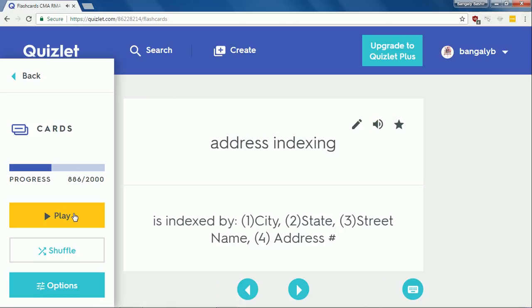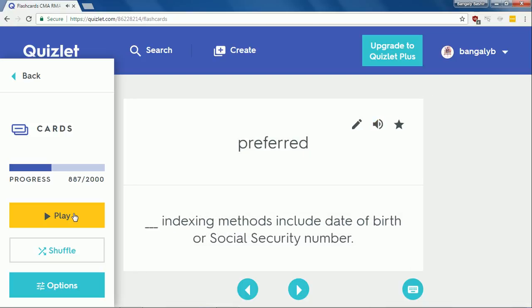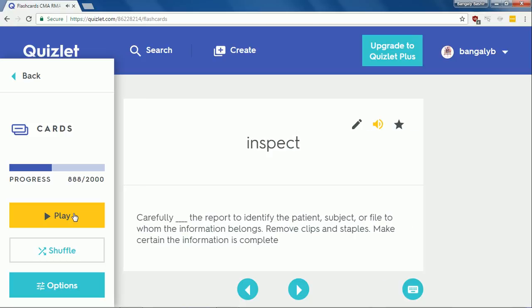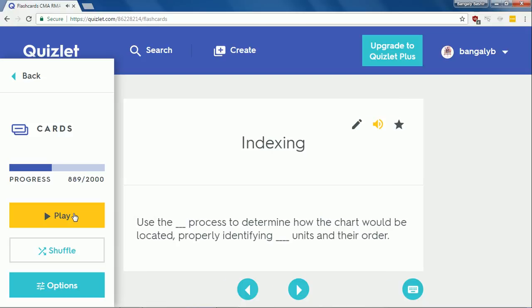Address indexing is indexed by city, state, street name, address. Preferred indexing methods include date of birth or social security number. Inspect. Carefully read the report to identify the patient, subject, or file to whom the information belongs. Remove clips and staples. Make certain the information is complete. Indexing. Use the indexing process to determine how the chart would be located, properly identifying indexing units and their order.